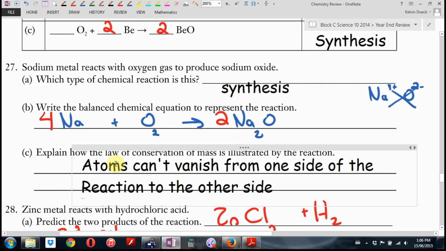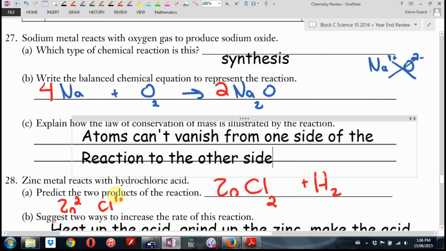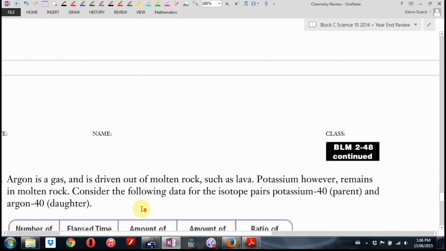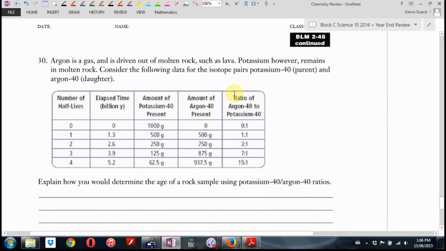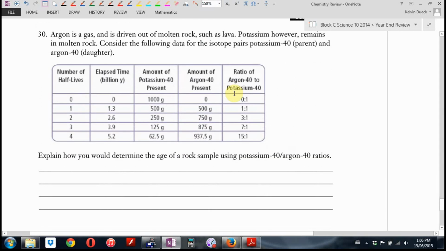So once you balance it, what we're saying is everything gets used up on the left side and the right side. Is that okay? Argon is a gas driven out. Here's the next one. How could I determine the age of a rock sample?